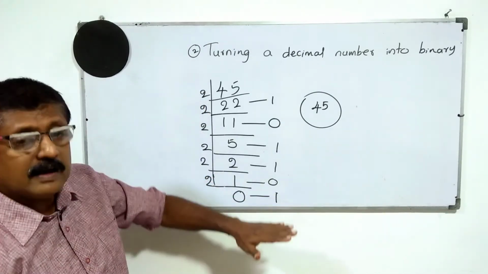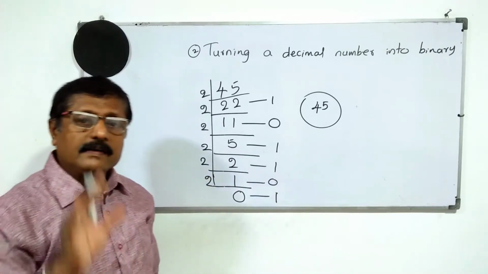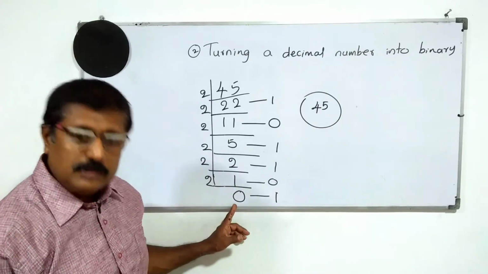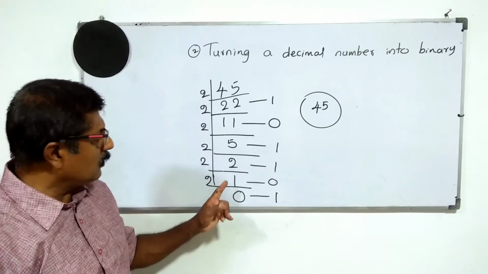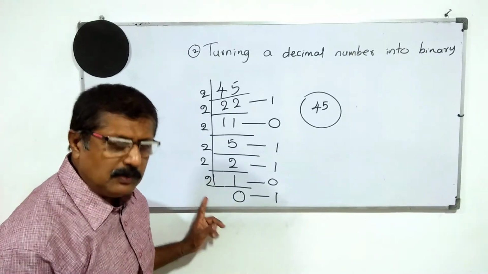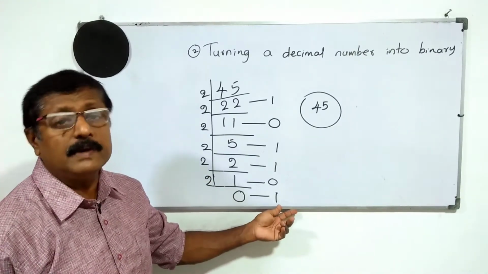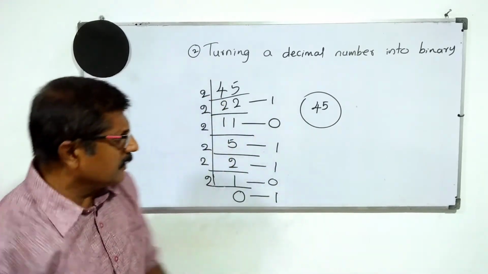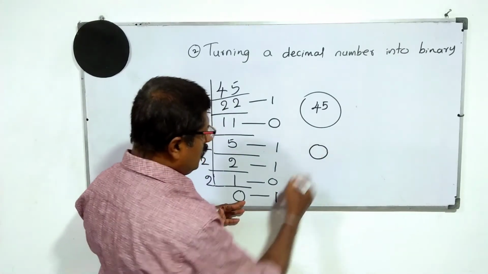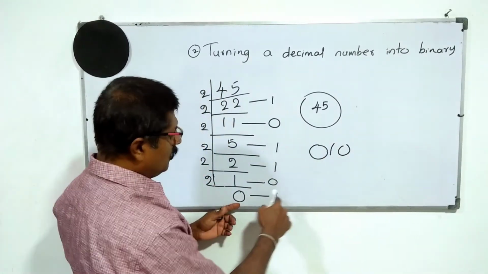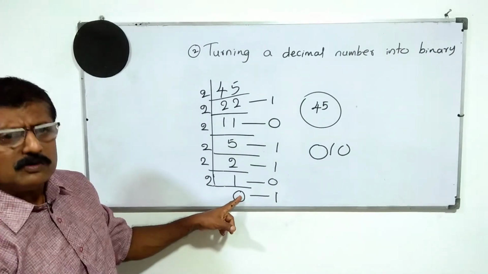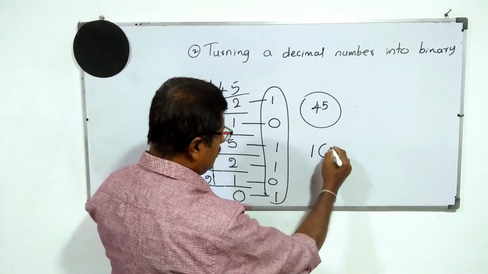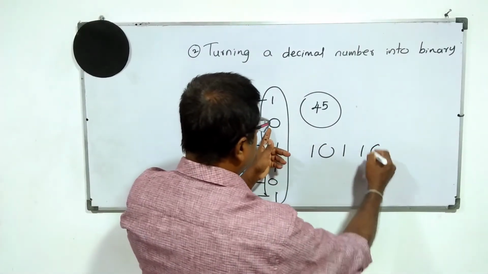In most cases, most of the children stop here. But I advise you to divide the number until it reaches 0. Now only 1 is there. When you divide by 2, the answer is 0, but 1 remains. Now this is the unit place. The first one that comes is the 1s place. Then start from here: 0, 1, 0, 0, 1, 0. But this 0 is not necessary. You can even write only this one. Then it is 1, 0, 1, 1, 0, 1.